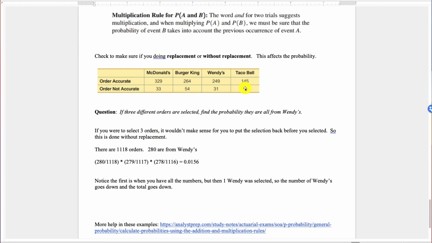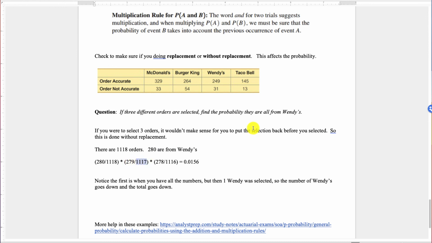If we add up all these orders, something easy to do in Excel or on your calculator, there are 1,118 orders. We look at how many orders are from Wendy's. Add them up: 280. So we select our first order. Probability of our first order being from Wendy's would be 280 out of the total 1,118. Now notice this. The second order has to go down by 1 because there's 1 less order from Wendy's, but there's 1 less order overall.